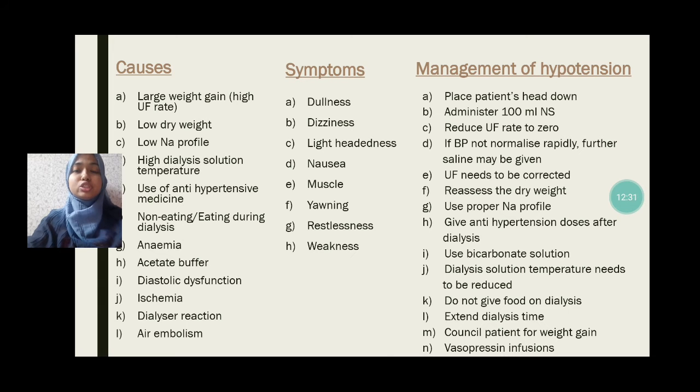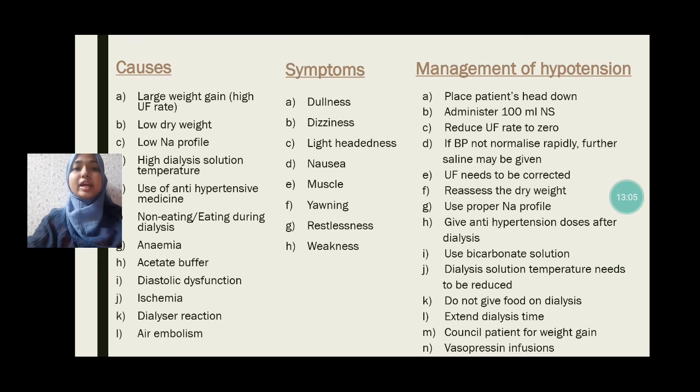UF rate should be reduced to 0. Sodium should be profiled. If BP is not normalizing, then we have to give further saline. UF needs to be lowered. Reassess the patient for the dry weight. Okay, use proper sodium profile. If the patient is taking antihypertensive medicines before dialysis, then we have to counsel the patient about taking antihypertensive medicines after dialysis. Do not give any eating things during dialysis.